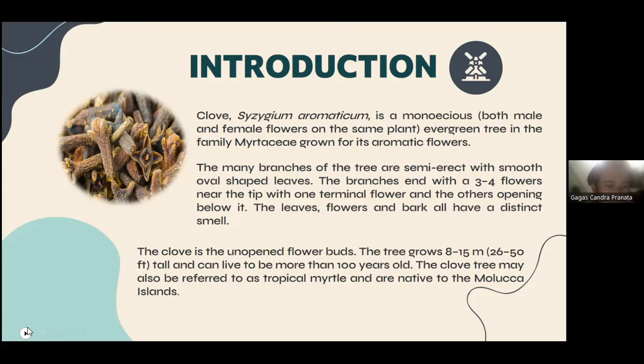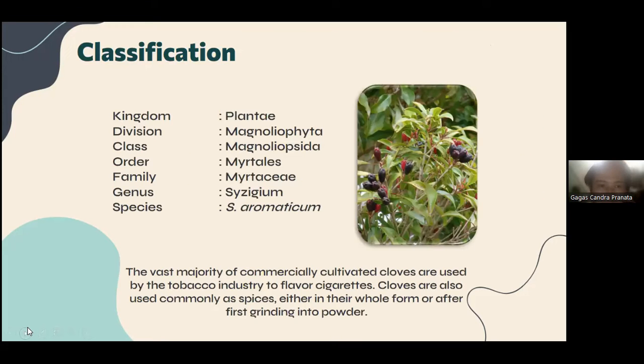Next. So this is the classification of clove. The first, kingdom is Plantae, division Magnoliophyta, class Magnoliopsida, order Myrtales, family Myrtaceae, genus Syzygium, and the species is S. aromaticum. The vast majority of commercially cultivated cloves are used by the tobacco industry to flavor cigarettes. Cloves are also used commonly as spices, either in their whole form or after first grinding into powder.